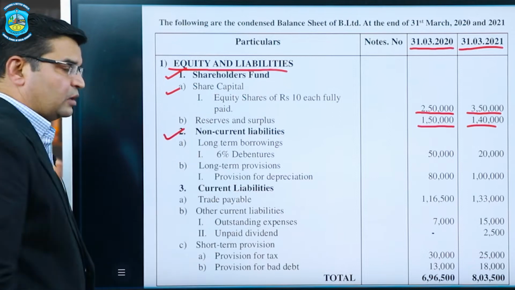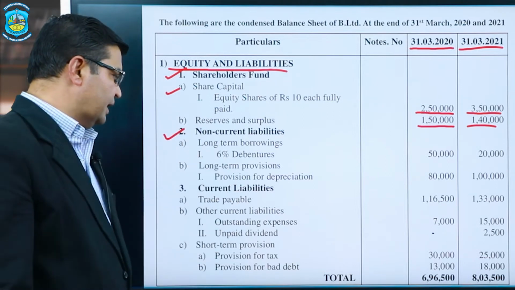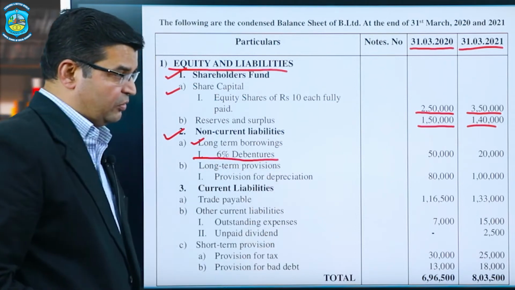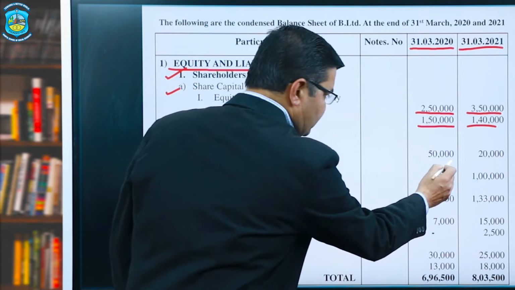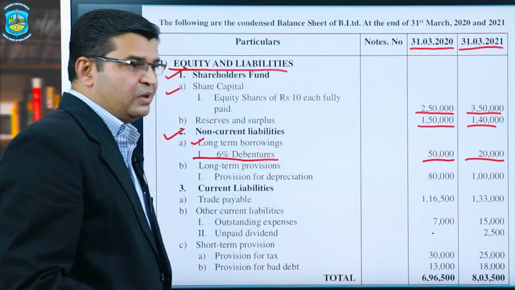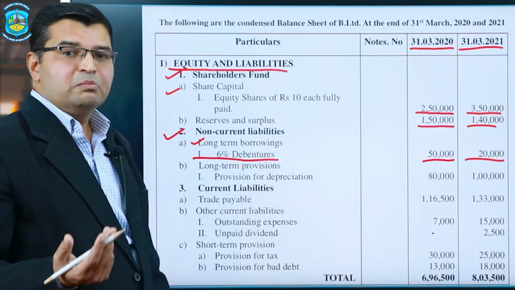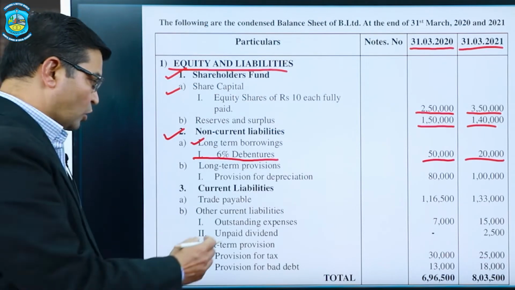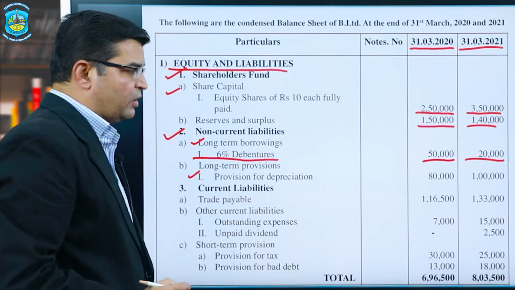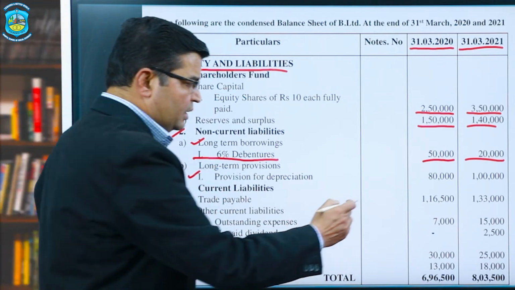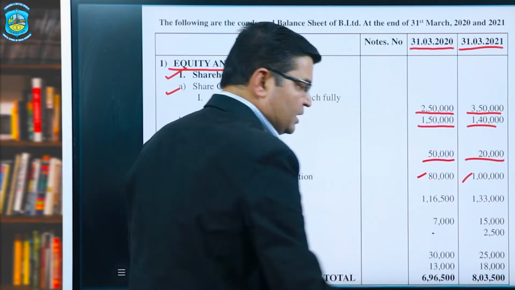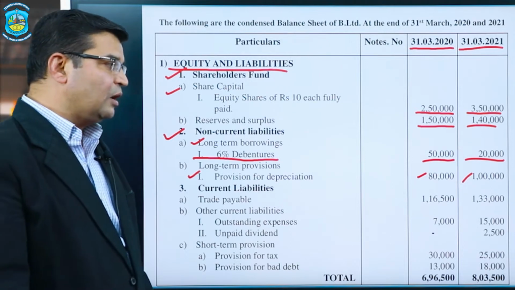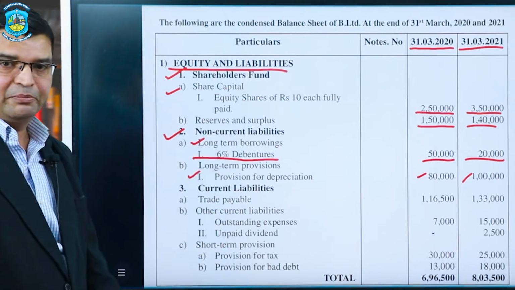Second is non-current liabilities. Under this non-current liabilities, long-term borrowings are given, in which 6% debentures are given. In previous year it was rupees 50,000 and now it is only 20,000. It means during the year we must have redeemed total 30,000 rupees worth of debentures. Then long-term provisions, under which provision for depreciation is given. So earlier the provision was only 80,000 and now it is being shown 1 lakh rupees. It means during the year we have provided 20,000 rupees extra for this provision for depreciation.